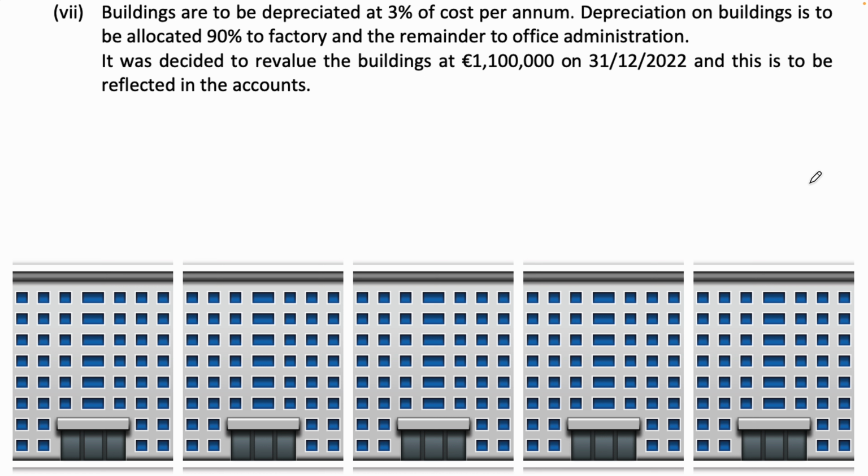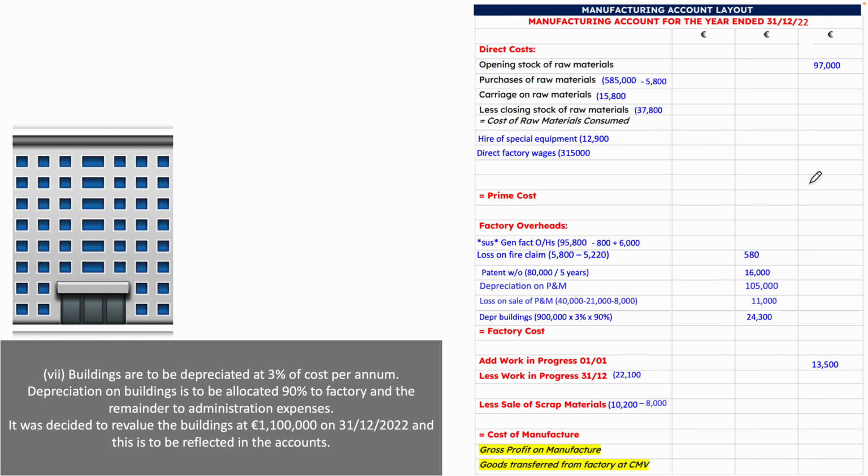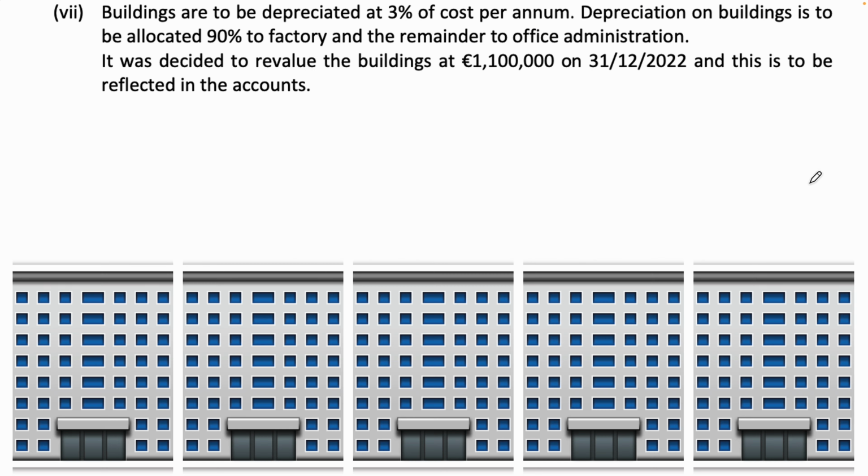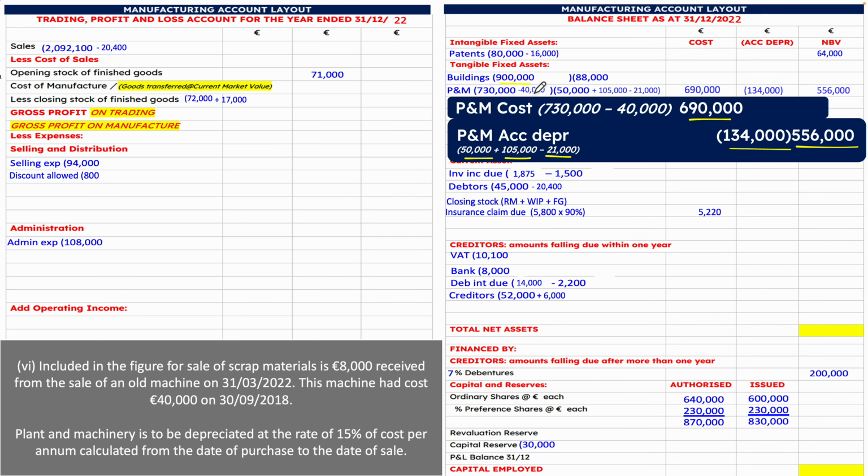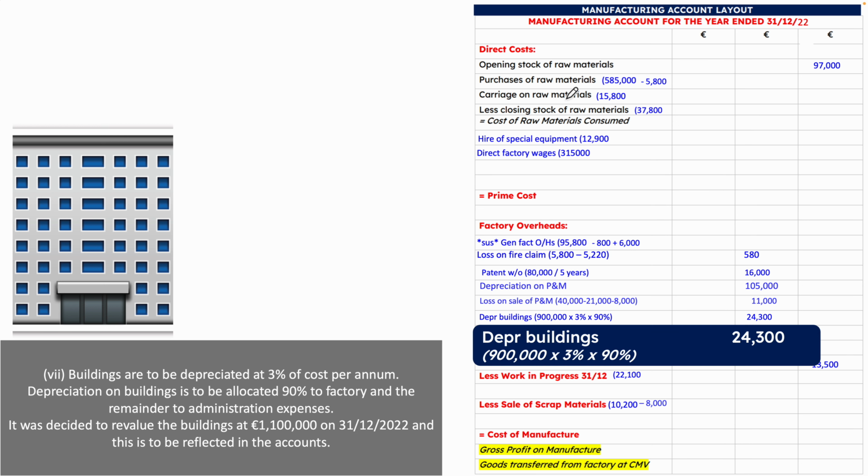Next, note number 7. Buildings are to be depreciated at 3% of cost per annum. Depreciation on buildings is to be allocated 90% to factory and the remainder to office administration. It was decided to revalue the buildings at 1.1 million on the 31st of the 12th, 2022, and this is to be reflected in the accounts. Okay, so did anything happen my buildings? Nothing happened my buildings in this question. They are still 900,000. Okay, so nothing has happened so far.